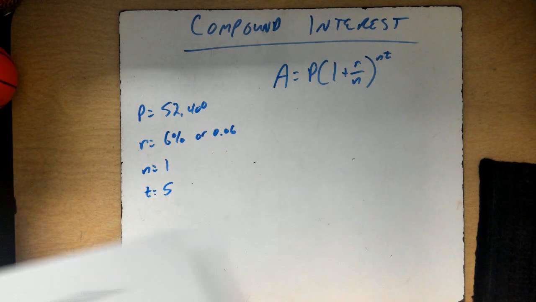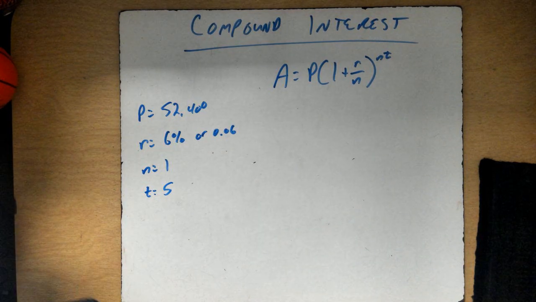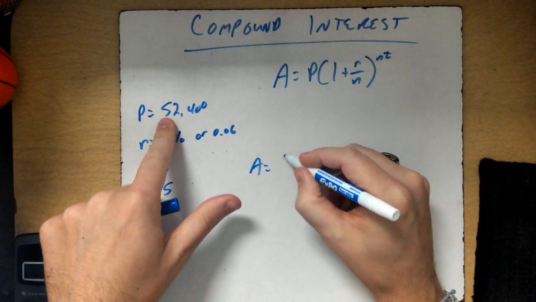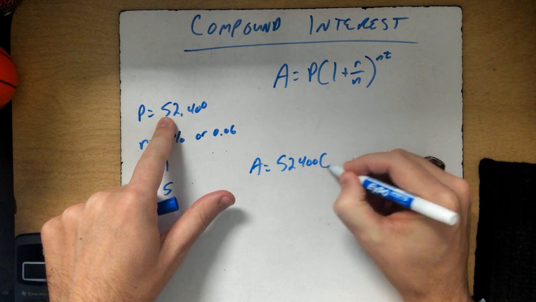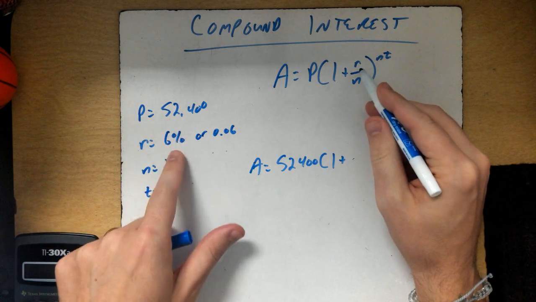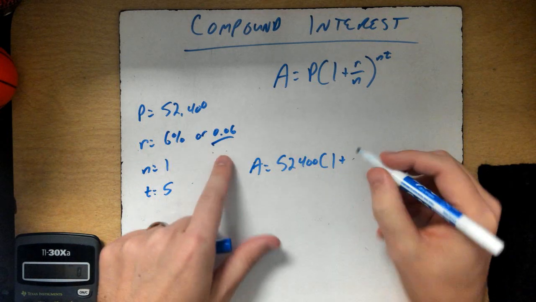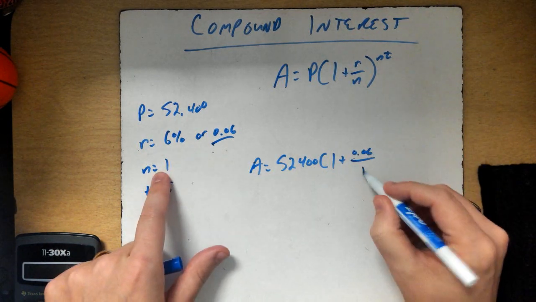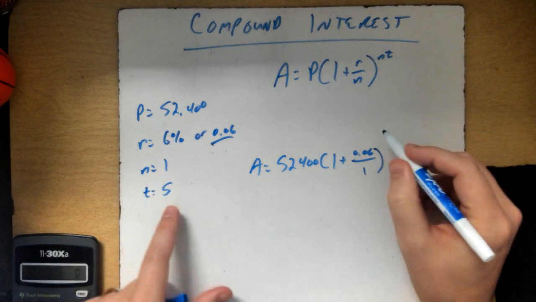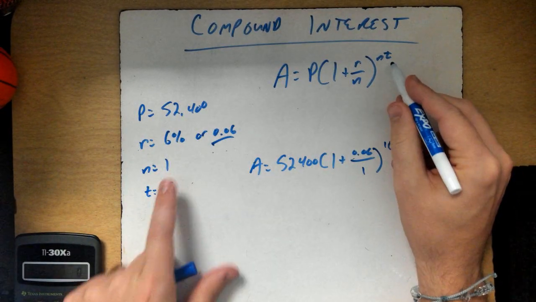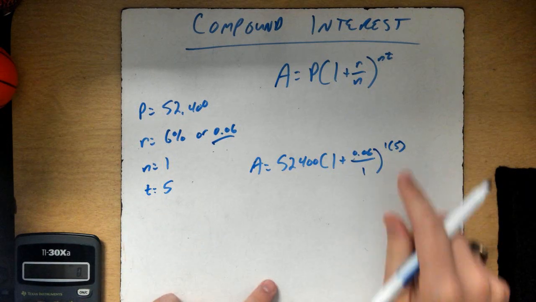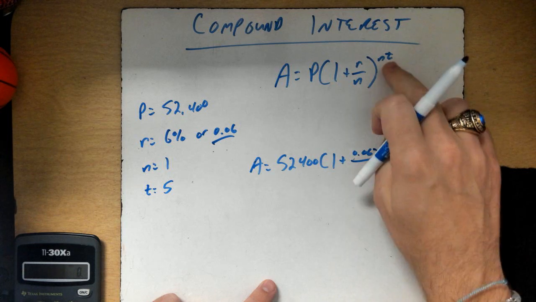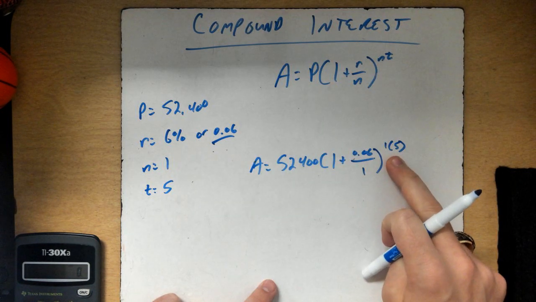Now we're going to go ahead and plug it in the formula. So we have A equals our P, which is 52,400, parentheses 1 plus our R, which is 6%, or we're going to use our decimal, 0.06, over N, which is 1, and then out here we have N, which is 1 again, times T, which is 5, okay? So once you get out here, NT, all right, it's being multiplied, okay? N times T. So whatever N and T are, you're going to multiply them together out here, all right?